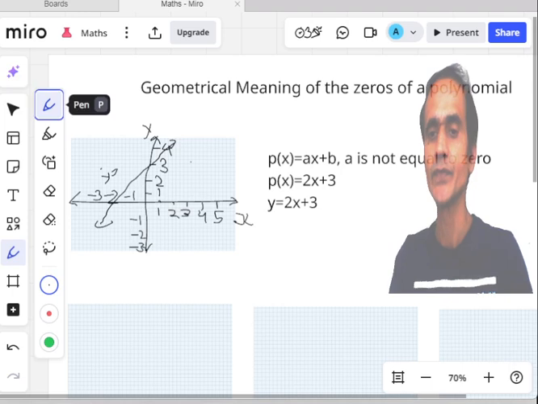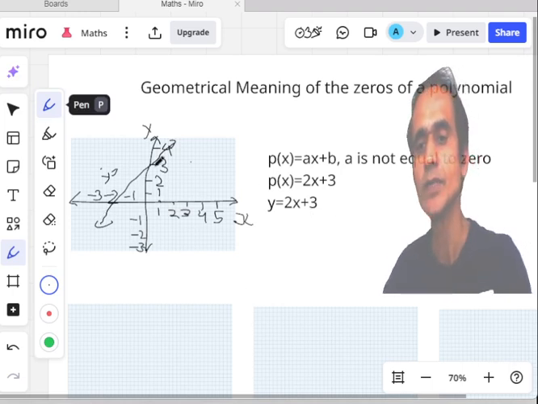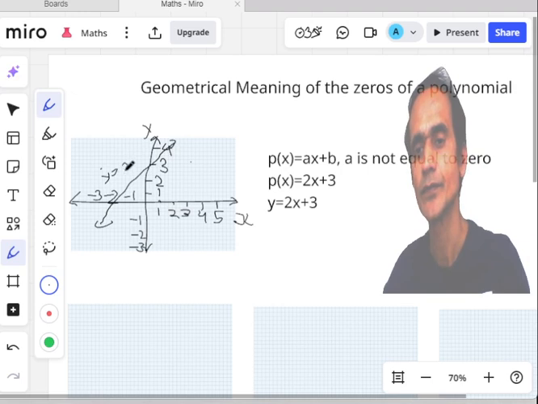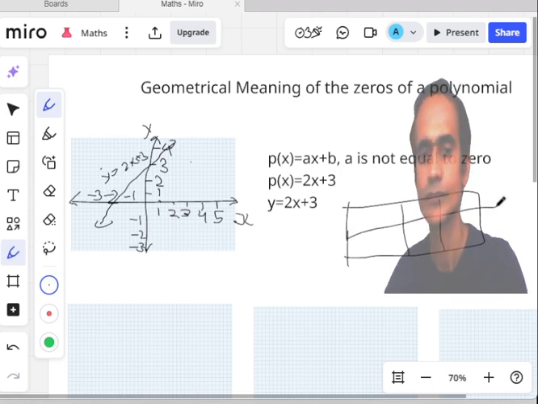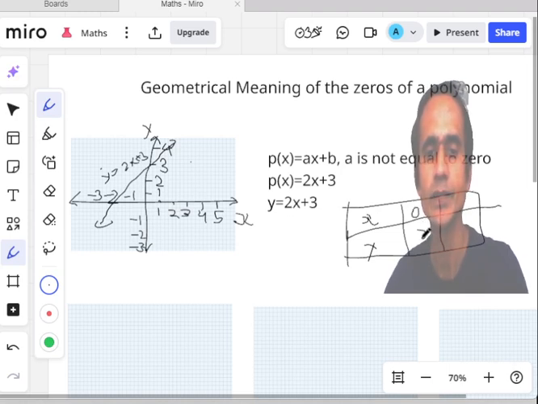So if we draw y is equal to 2x plus 3, we get this straight line. And how do we plot it? Here we have x and here we have y. First we put the value of x equal to 0. If x is equal to 0, then y is 3.